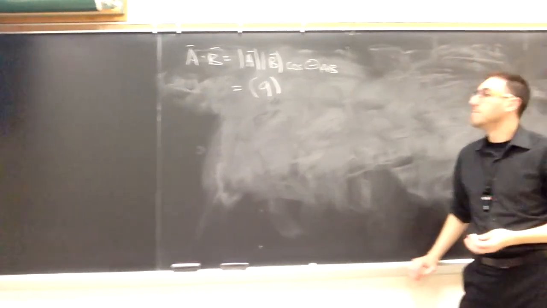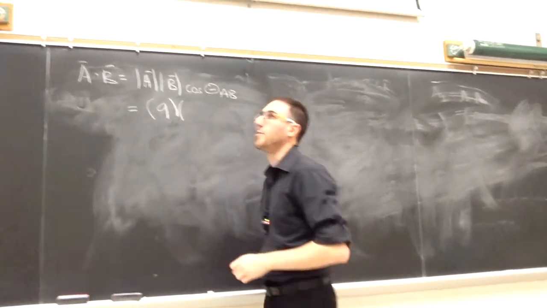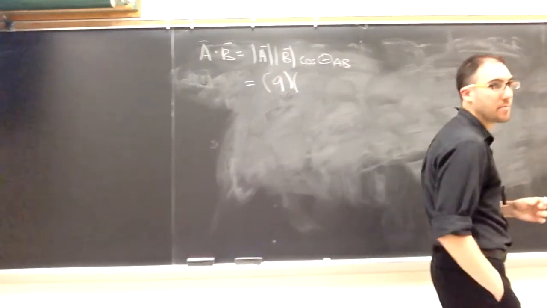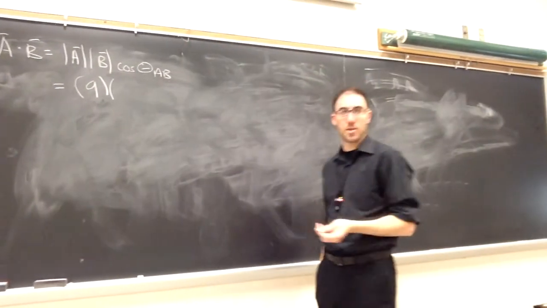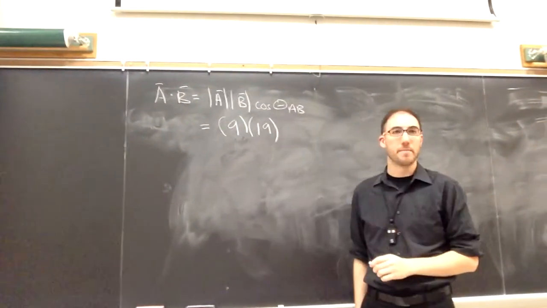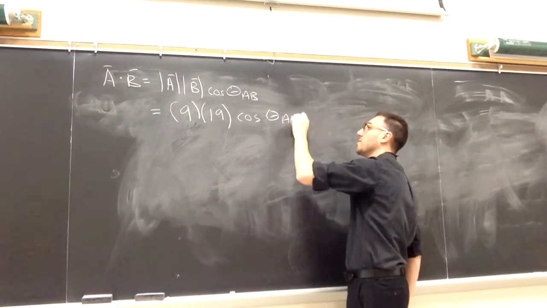Okay, now we want to find the magnitude of B. This one's harder to do in your head, but it'll be 1 plus 18 squared plus 36. In that case, we get 19 as the magnitude of B. This other part we don't know yet. That's ultimately what we need to find, cosine theta AB.